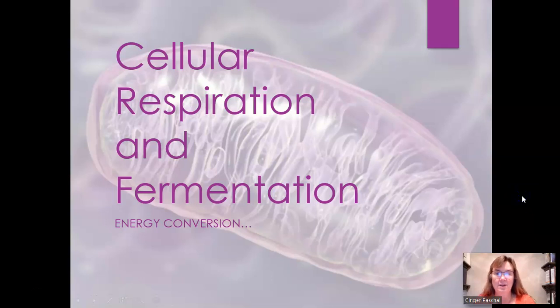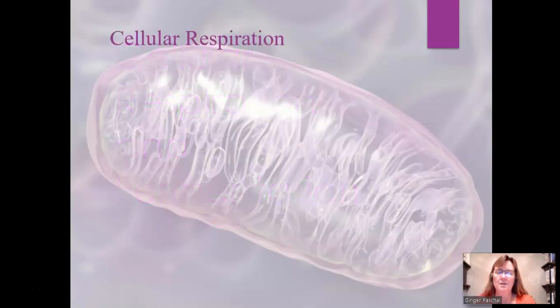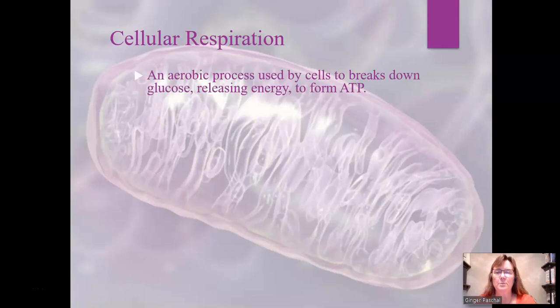Hi, today I wanted to talk to you about cellular respiration and fermentation. These are both types of energy conversion within a cell. So first let's talk about cellular respiration. Cellular respiration is an aerobic process. That means it requires oxygen. It's an aerobic process used by cells to break down glucose and release energy to form ATP.